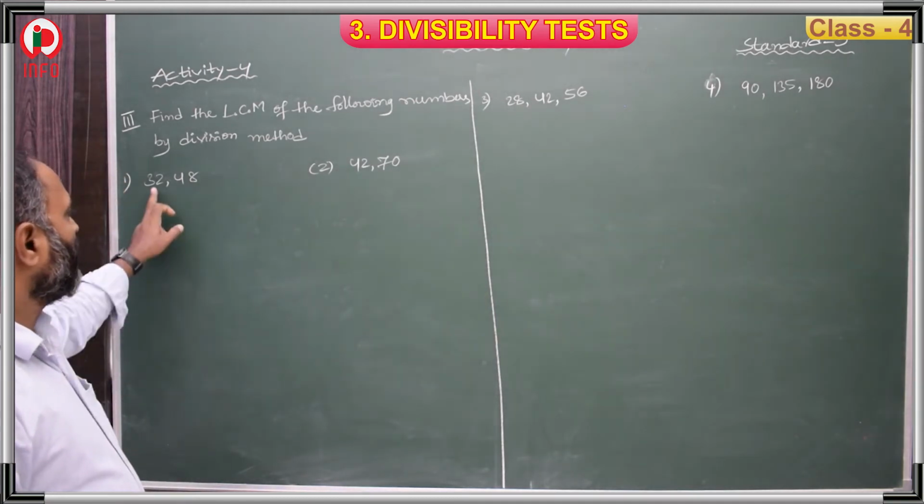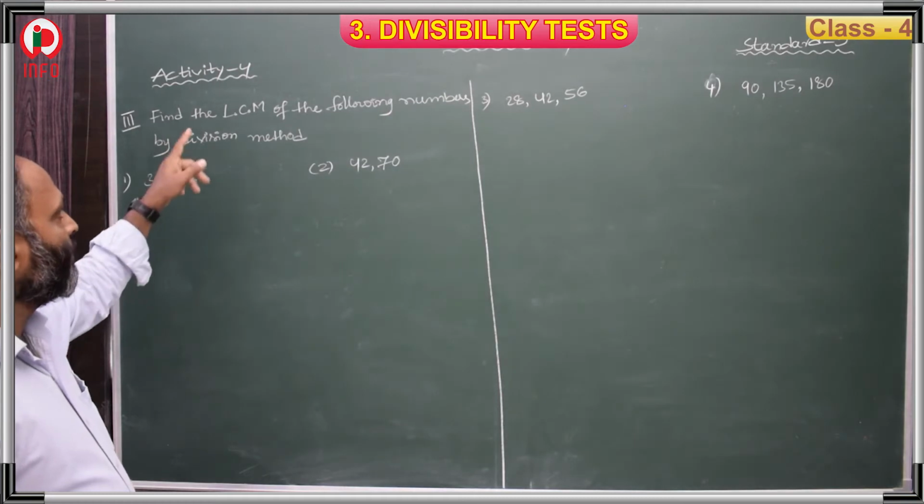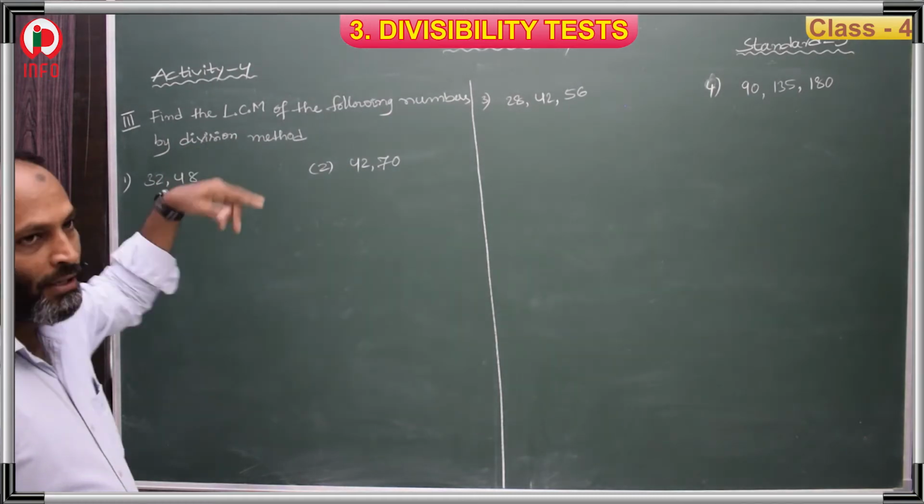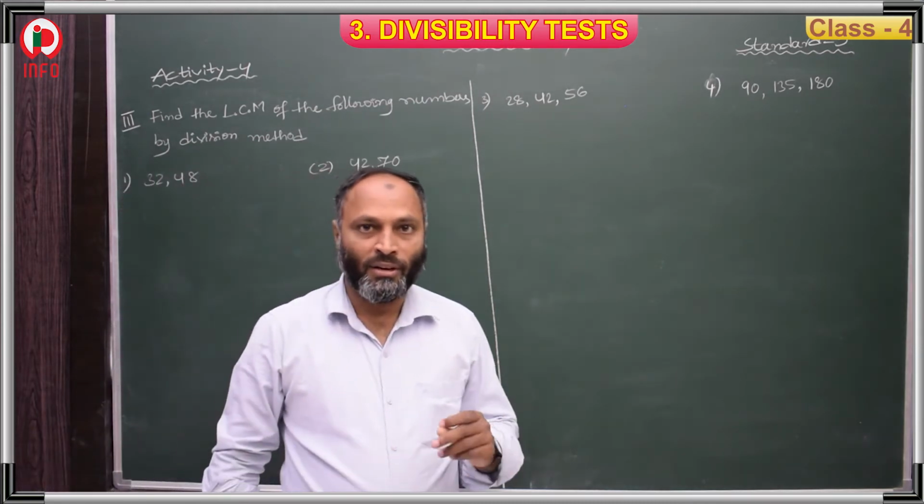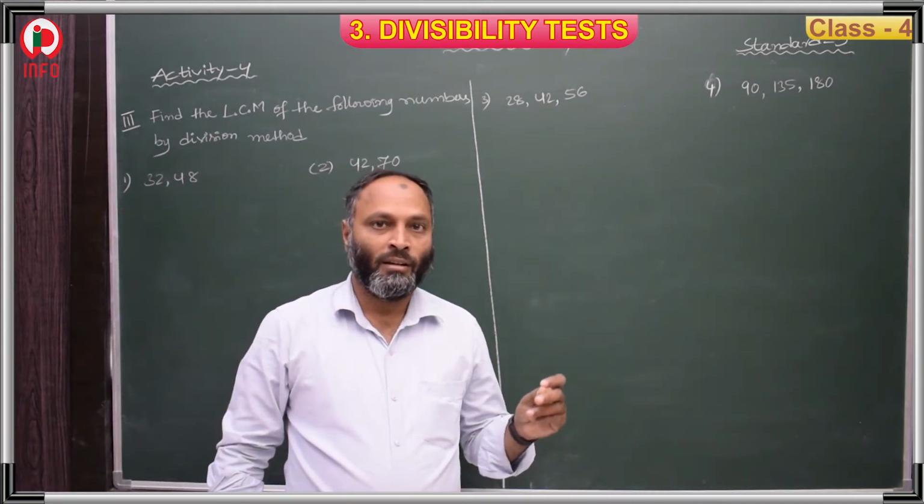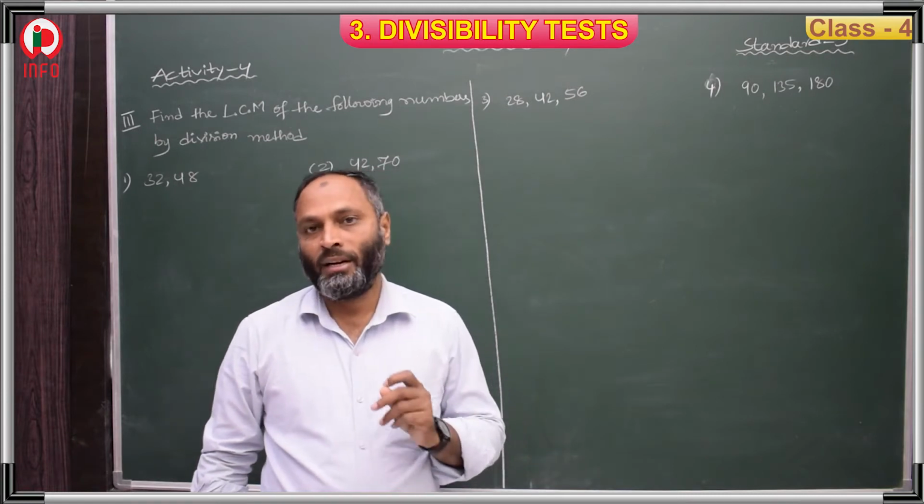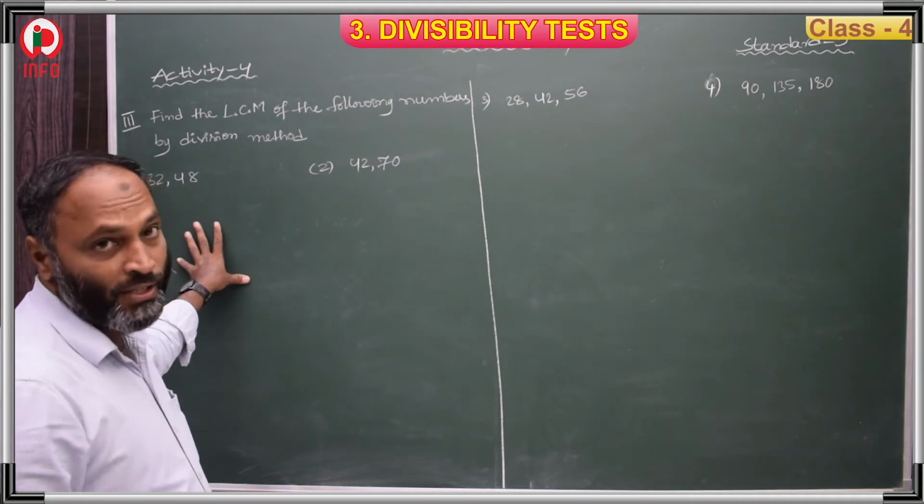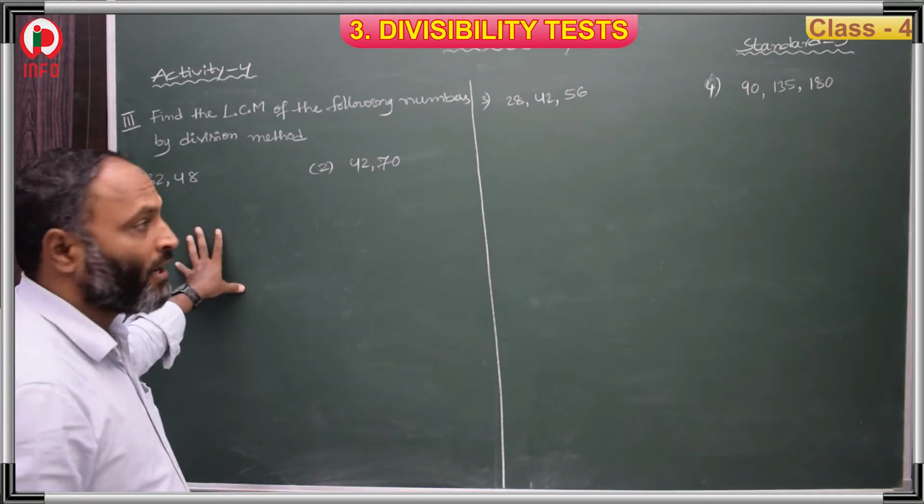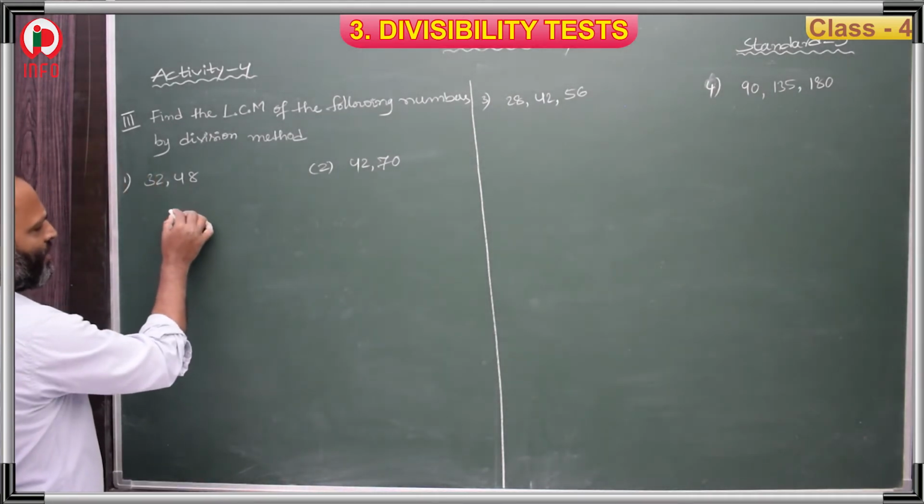Now 32 and 48, we have to find the LCM by the division method. Before, we did LCM using the prime factors method. How did we do it? By using a tree diagram. Now we have to find the LCM using the division method, and we will discuss how to do it.